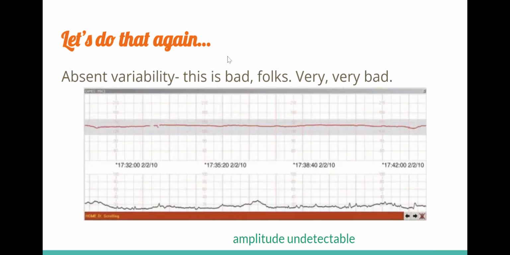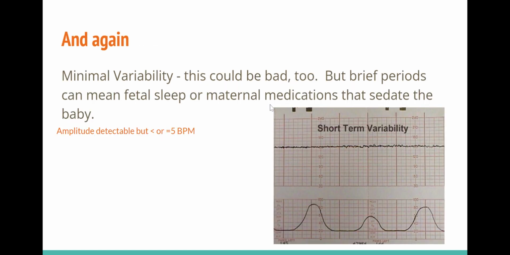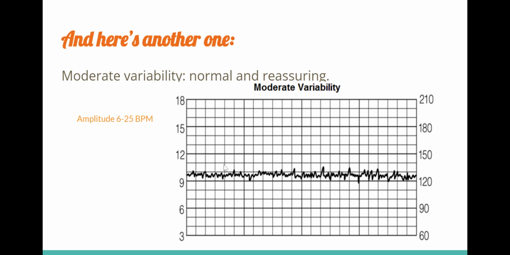So let's do it again. Absent variability. This is bad, bad, bad, very, very bad. When I see this, I get very, very nervous. The amplitude over time, there's not any fluctuation. It's undetectable. It's so smooth, like you drew it with a pen. Minimal variability could be bad, but brief periods can mean fetal sleep or maternal medications that sedate the baby. So this is an amplitude detectable, but it's less than or equal to 5 beats per minute. And you see it still looks pretty flat, but there is some amplitude.